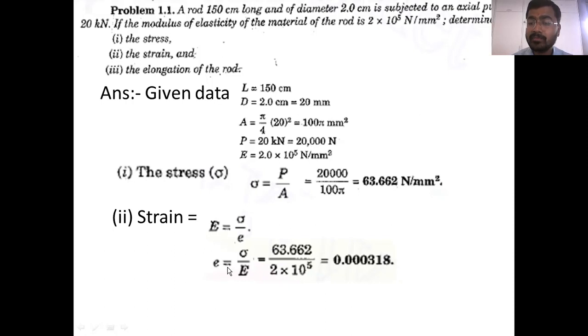So please do be careful. Here you will be getting an interview question: what is the unit of strain? Strain will not have any units. It is a dimensionless constant. But stress will have a unit, which is Newton per mm square. According to this problem, it is Newton per mm square.